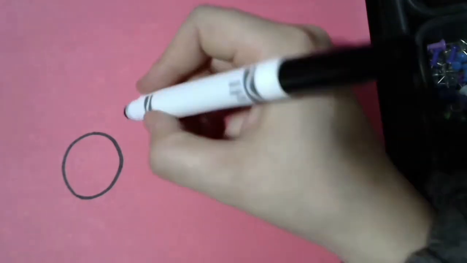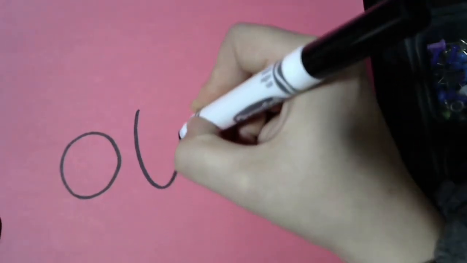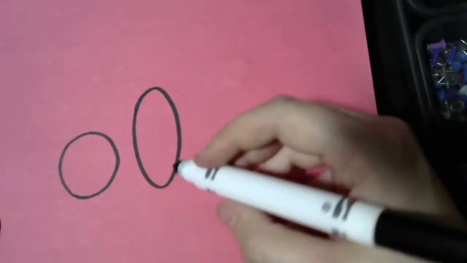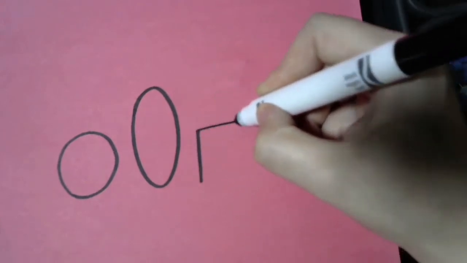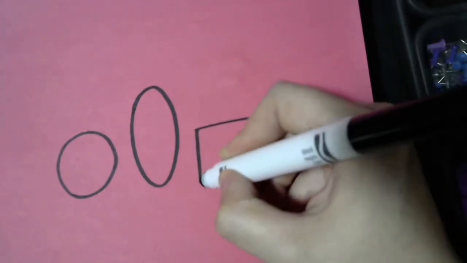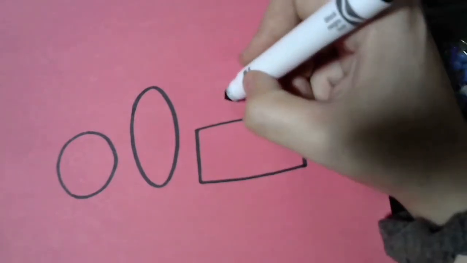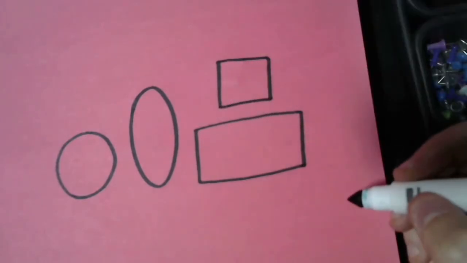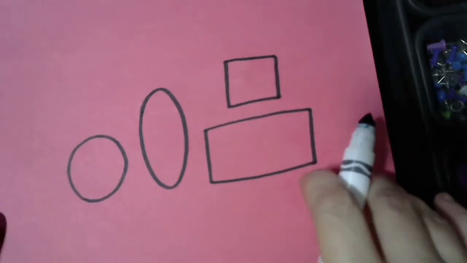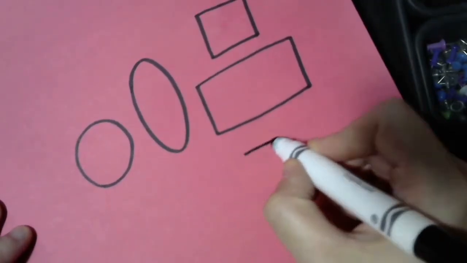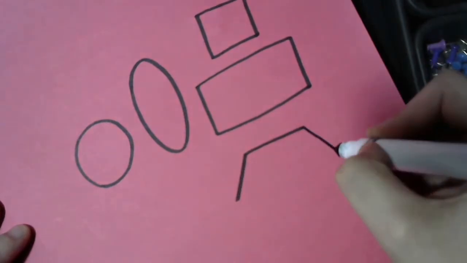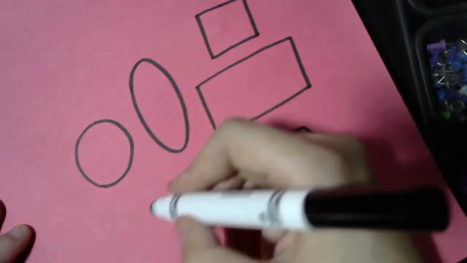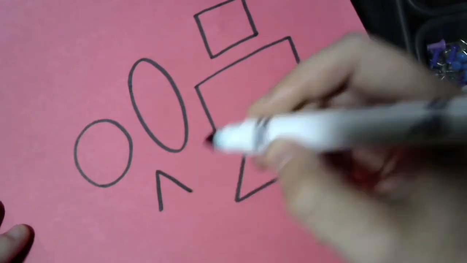And of course, there's an oval. And a rectangle. And where there's a rectangle, there's a square. Then we have a trapezoid. And a rhombus. A lot of times we also think of this shape as a diamond.